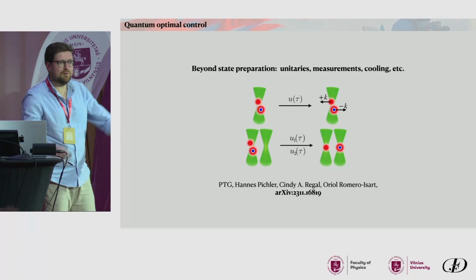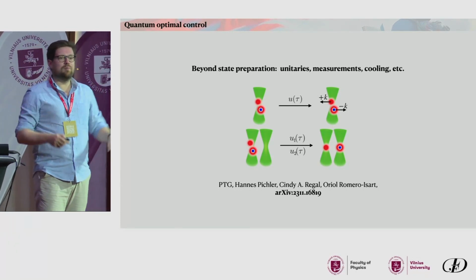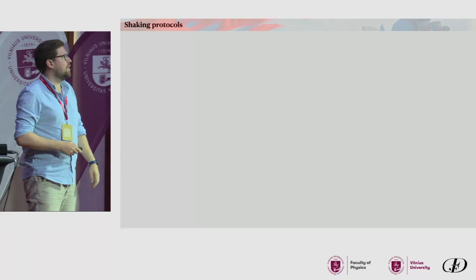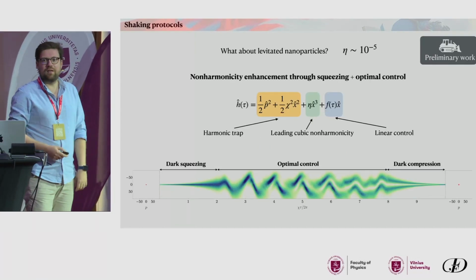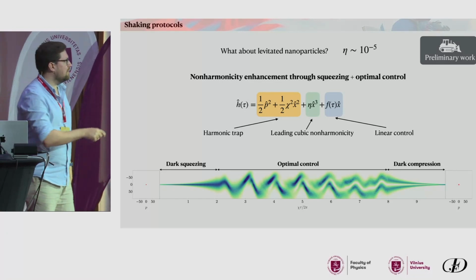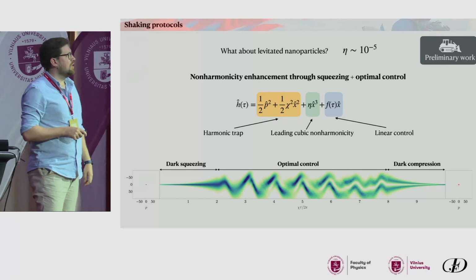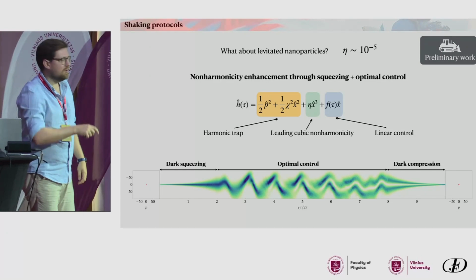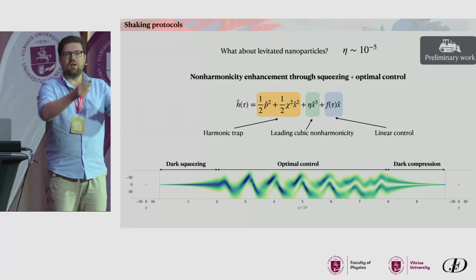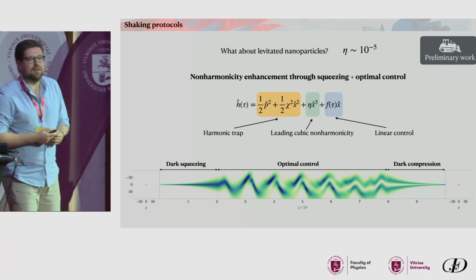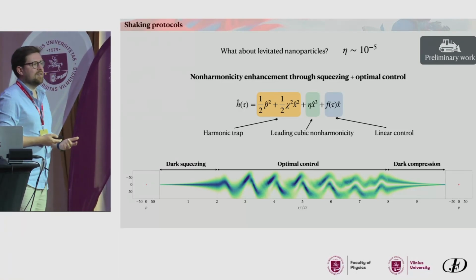So the question is whether we can marry two worlds, whether you can use the shaking for nanoparticles. And the answer is yes, but first you need to play some trick. The trick is first you need to squeeze. So this is just the cubic potential with the linear control. First you expand, then you shake, and in the end you compress it back so that you can generate more or less any state.